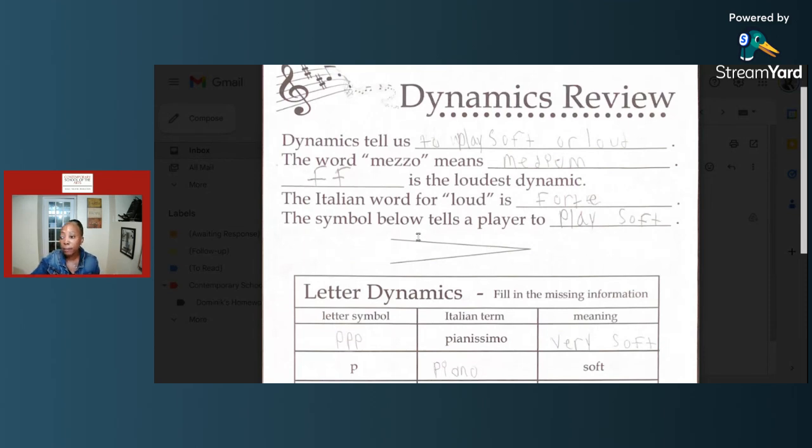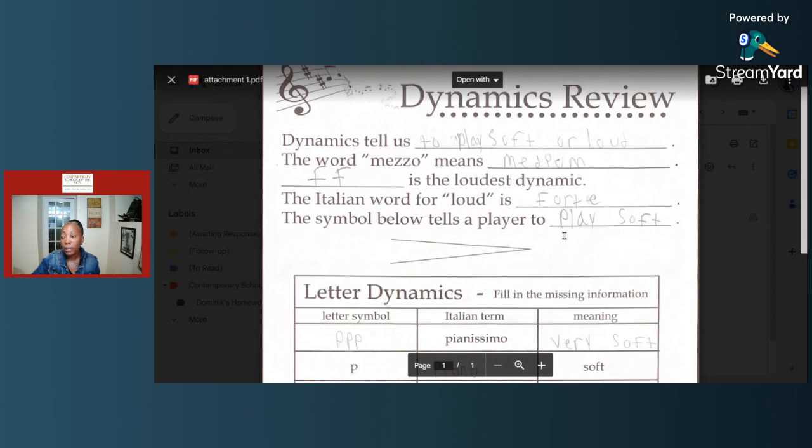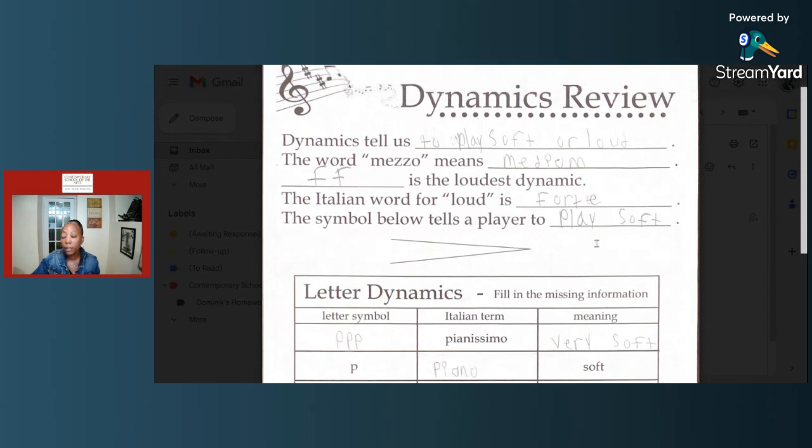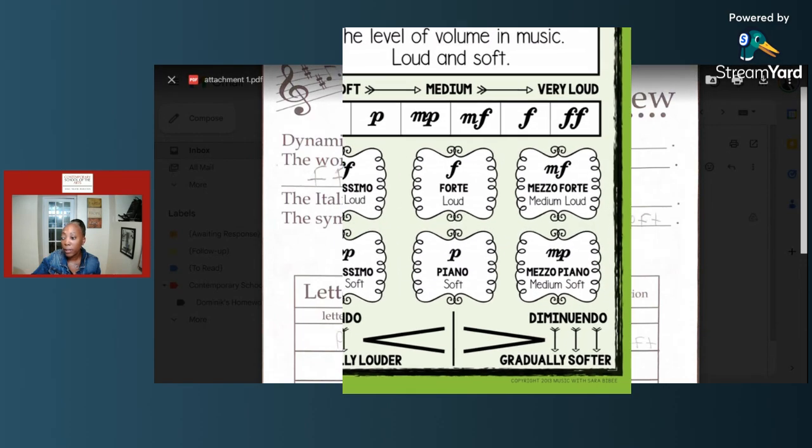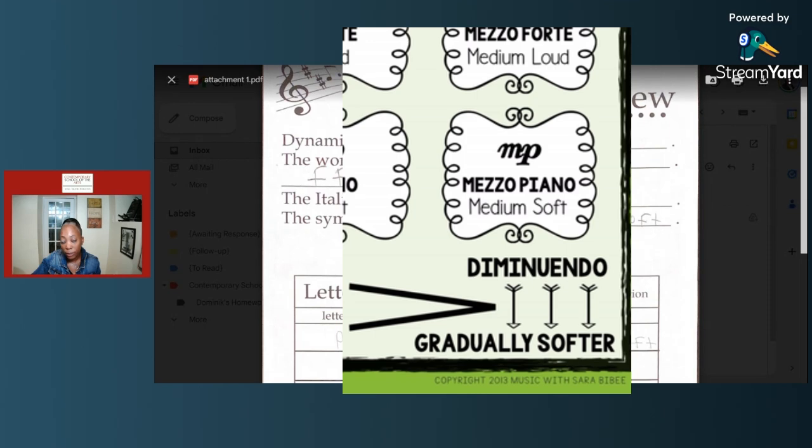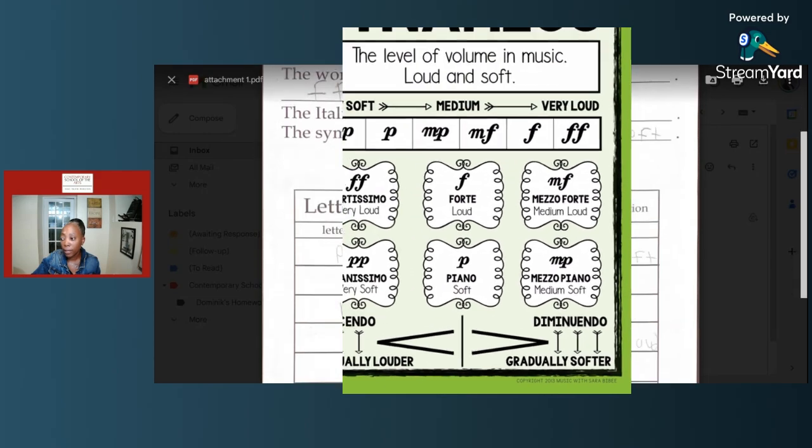And the symbol below tells a player to what? Play soft, but gradually play soft. So be careful, not just to play soft, because if it was P, that would mean piano, to play soft. But when you see this sign, you want to gradually get softer. And we know that that is diminuendo here, right here, to gradually get softer. So that is the answer that I'm looking for.